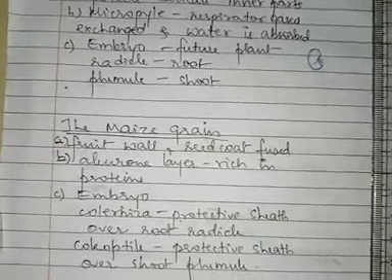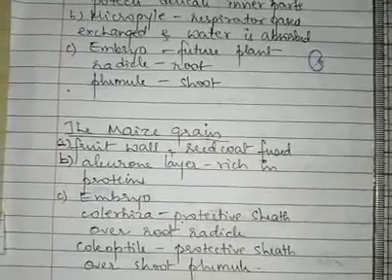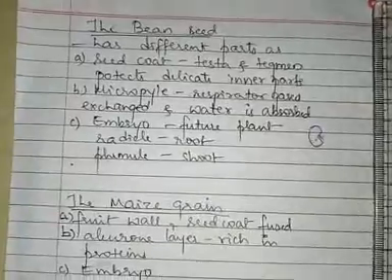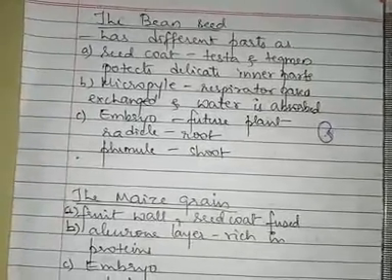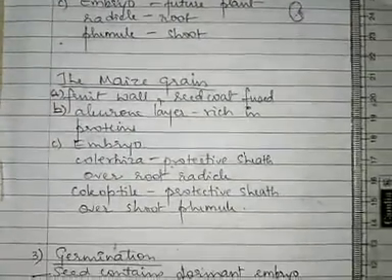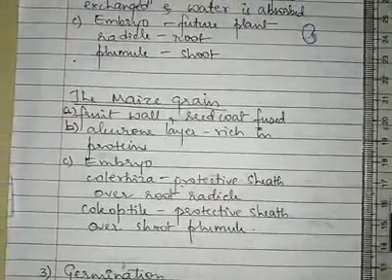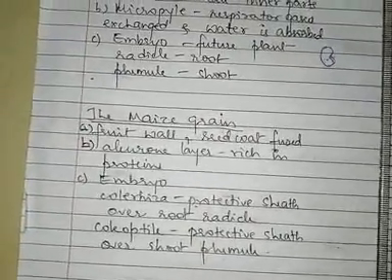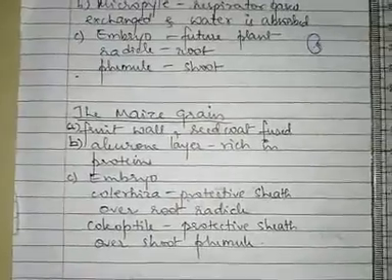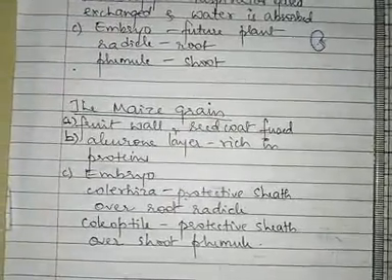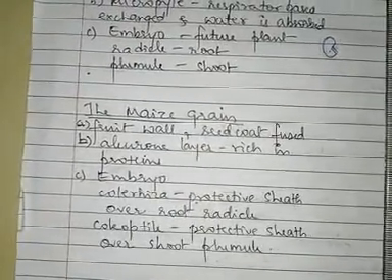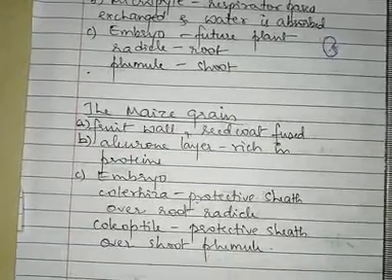We also studied about the structure of the bean seed, right? So now we will be starting with the structure of the maize grain, right? But before going to that, one point that was left behind, about the size of the seeds.